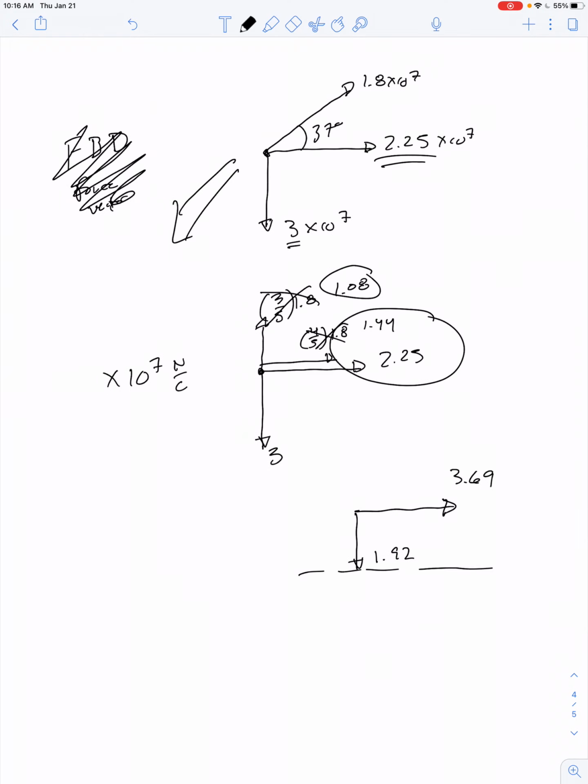So I use the parallelogram method. I find the net electric field vector in magnitude is equal to the square root of 3.69 squared plus 1.92 squared, and so we get about 4.16 times 10 to the 7th newtons per coulomb.